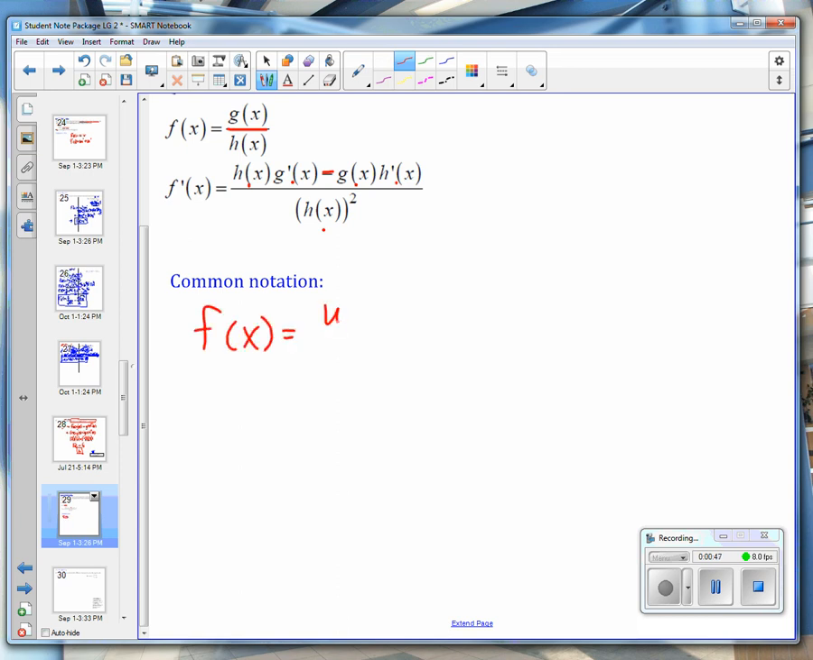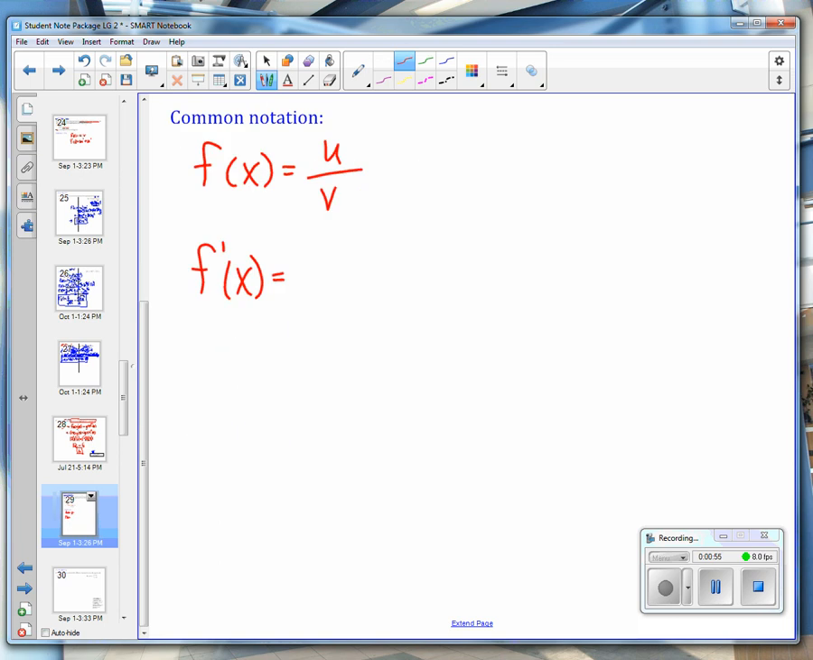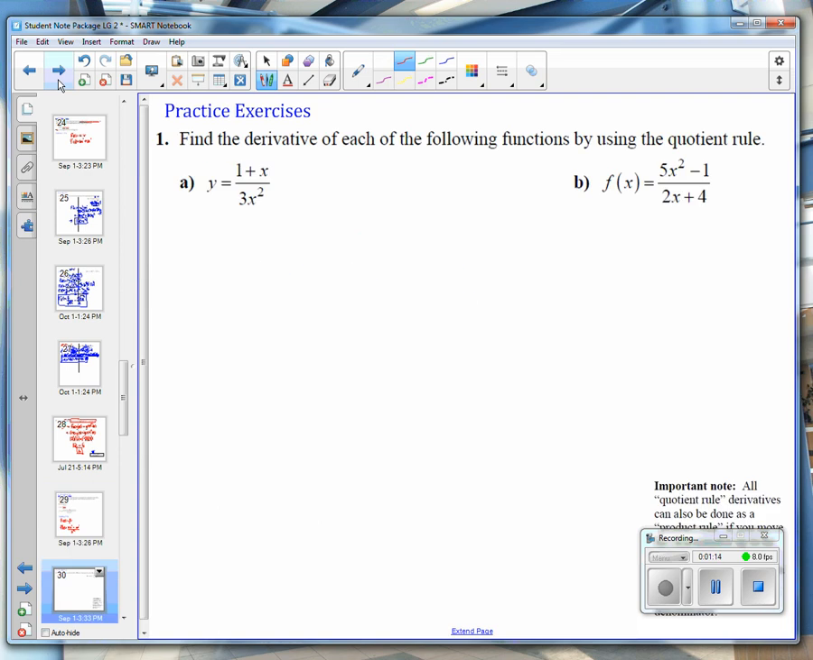So if I have f of x is equal to u over v, what our derivative of that is, using our quotient rule, is I'm taking my denominator times the derivative of my numerator minus my numerator times the derivative of my denominator, all divided by my denominator squared. Okay, so let's put this into action in a couple of examples here.